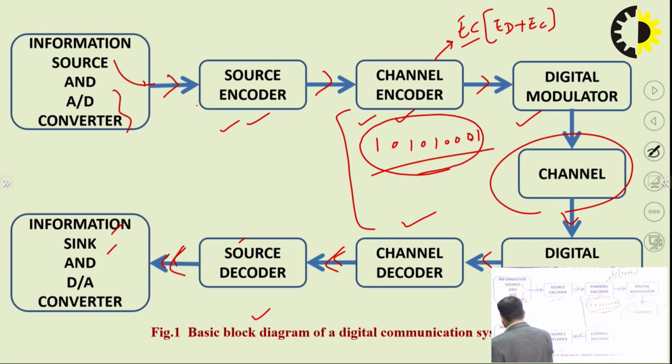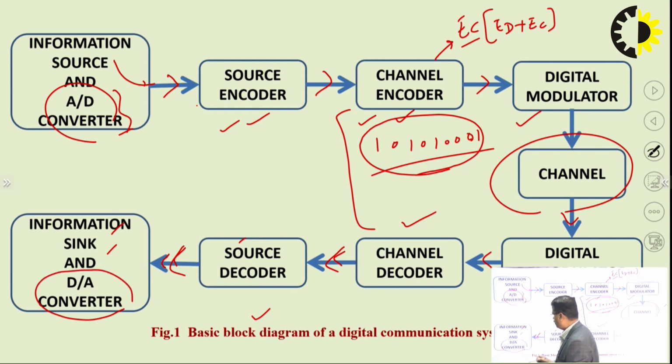So, the final output also needs to be analog in nature. Again you have to use the reverse converter. Earlier you used an A to D converter on this side. Now, here you have to use a digital to analog converter. It means this digital information is again converted into analog information and you get the output. So, this is the basic block diagram of digital communication system.